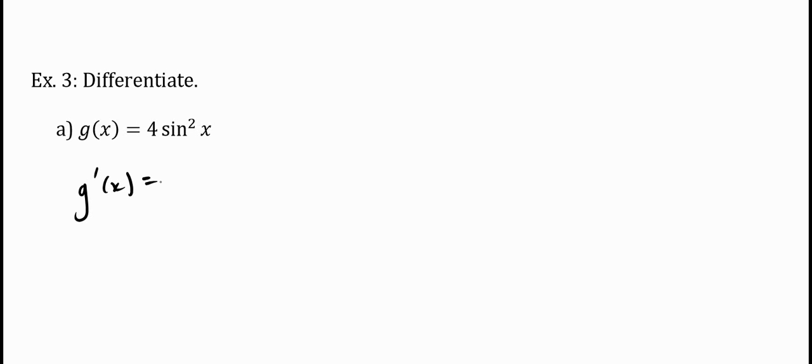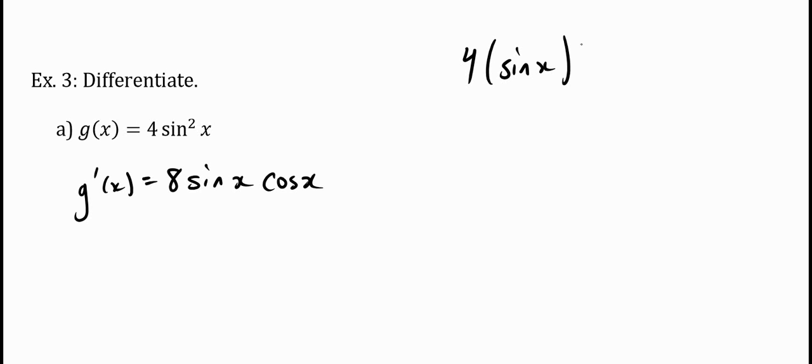Andrew, what'd you get? 8 sine x, and then, no, times cos x. Good. Don't forget to do that part, right? So you've done this part, sine x all squared. You did this part, 2 times 4 times that, but then times the derivative of what's inside as well, right?